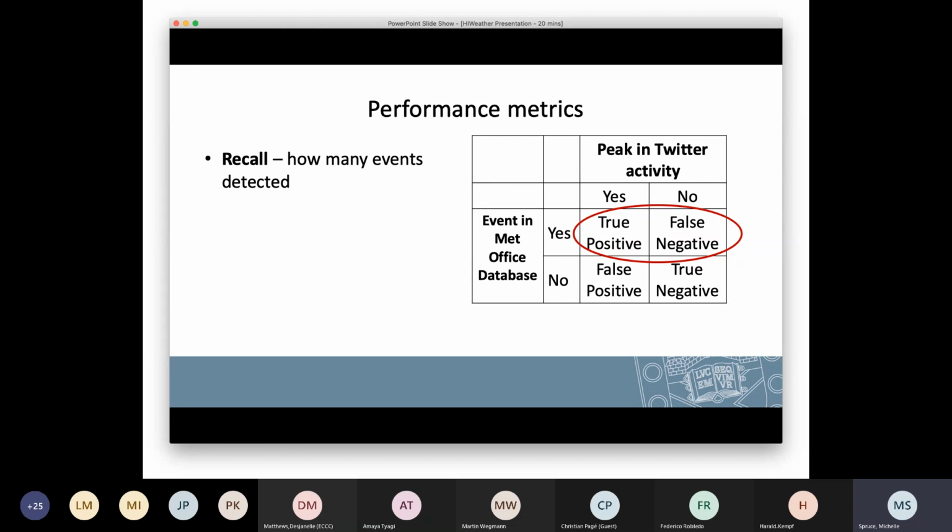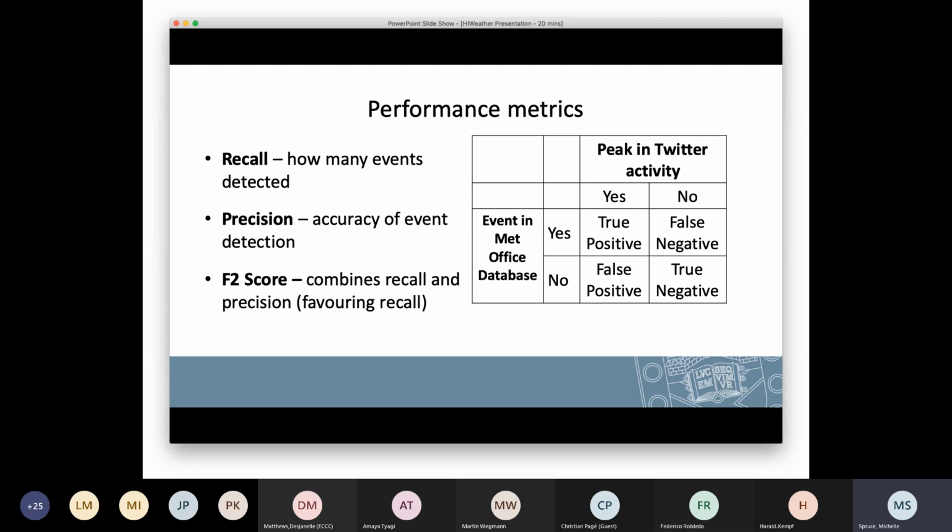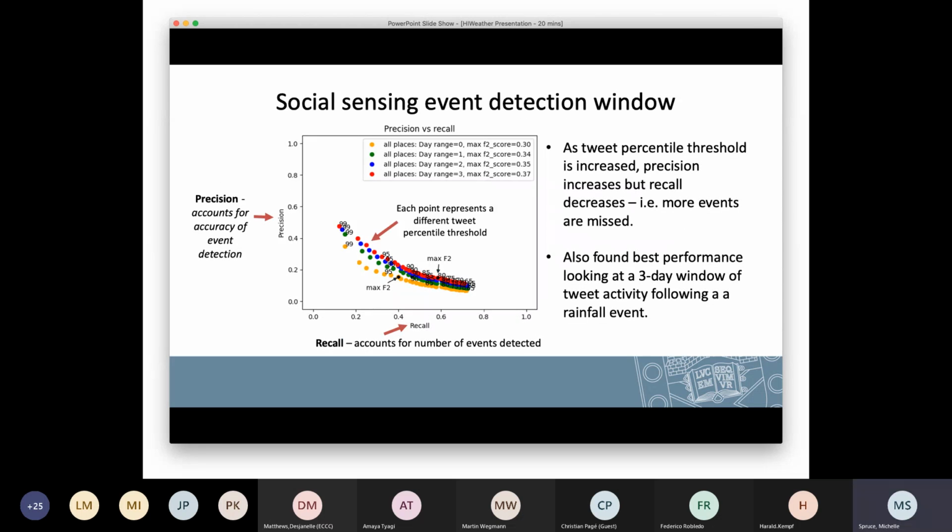The first one is recall, which gives us an idea of how many events were detected, how good an event detector is our Twitter data. Precision: how accurately are we detecting events? How often does it go off? Does it tell us there's an event when there isn't an event, and vice versa? And then we combine the recall and precision together into an overall F2 score. And we want to favour recall in that calculation. I won't go into the detail on those, but that's essentially what those metrics mean. By plotting those against each other, a number of things we can find out.